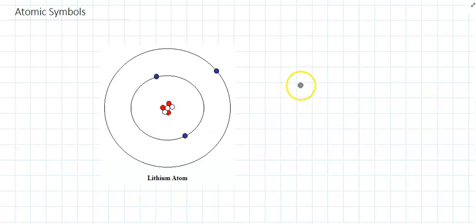Hey everybody. So this video is all about atomic symbols again. We've already learnt how to do atomic symbols to show the mass number and the atomic number, but we're going to go further and look at the charge of the atom next. So firstly, let's practice drawing the atomic symbol for this atom here, which is lithium.